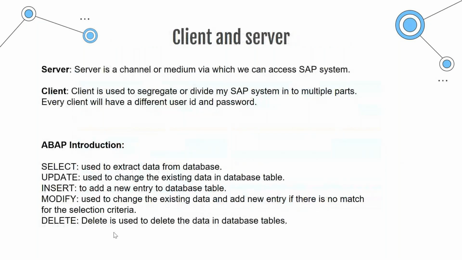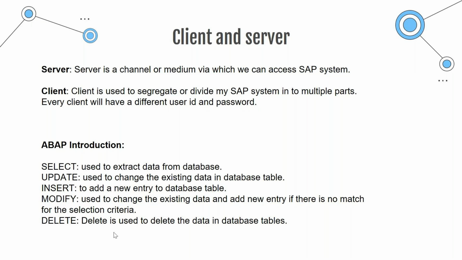Okay. Then what is a client? What is a server? So server is a channel or a medium through which we can connect to an SAP system. Okay. Then client means if I want to divide my SAP system into multiple parts, in that case, I will use client to bifurcate my one single SAP system into different parts. That is client.